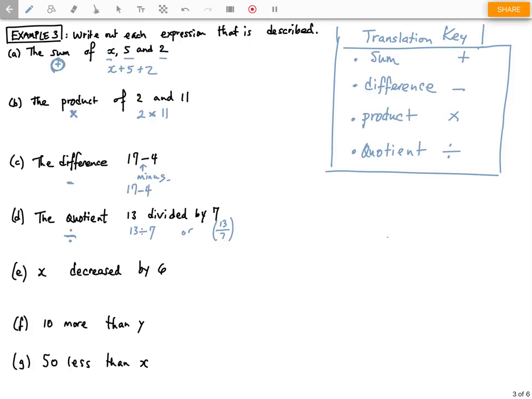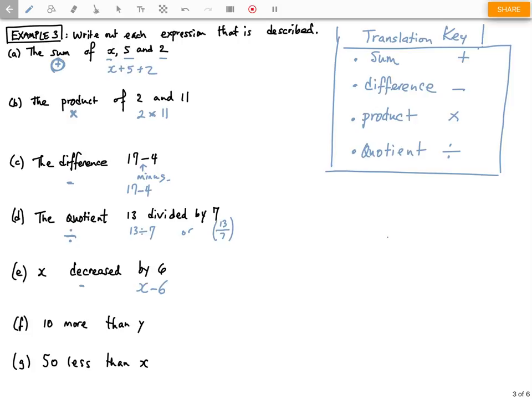Now, it says x decreased by 6. Decrease, difference, same thing. Difference or decrease. So it's decreasing, so it's a negative. So if a variable x is decreased by 6, you're subtracting 6 from the variable x.